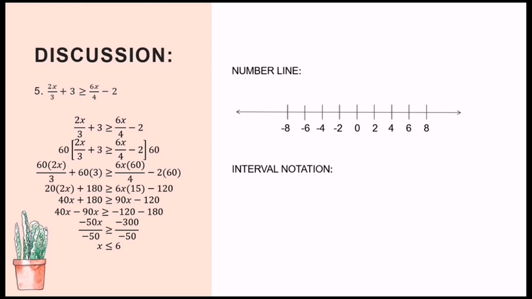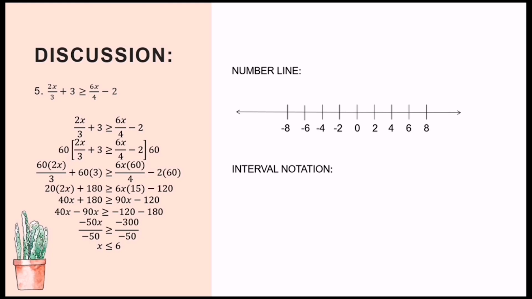So, we now have 60 times 2x. In multiplying this, we have to multiply 60, the LCD, to all numerators. So, 60 times 2x over 3 plus 60 times 3 is greater than or equal to 6x times 60 over 4 minus 2 times 60. Then, we have now 60 divided by 3 is 20. So, we have 20 times 2x plus 60 times 3 is 180, is greater than or equal to 6x.